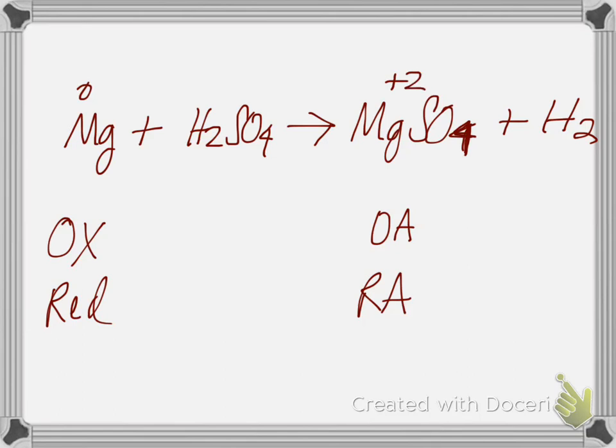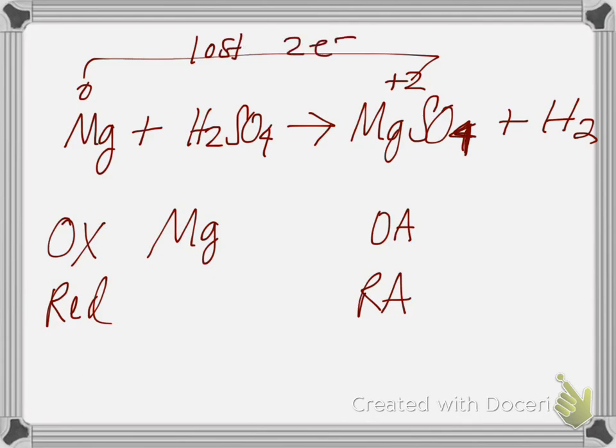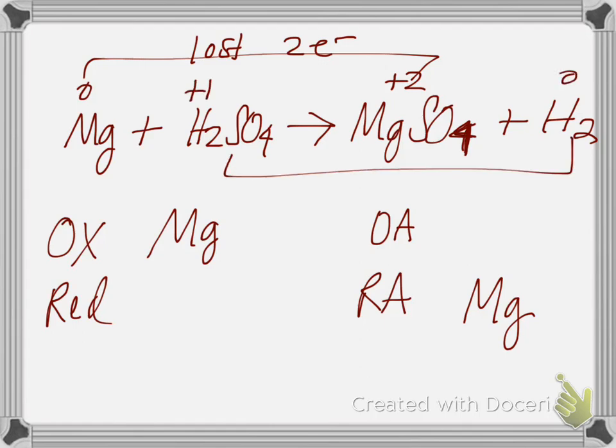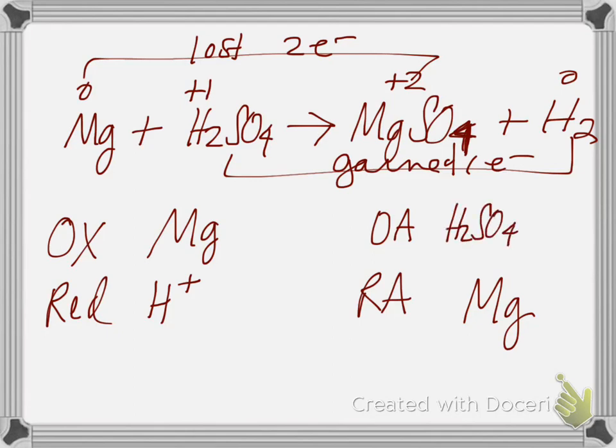0 to plus 2. It is losing, so it is oxidized, which makes magnesium the reducing agent. What is being reduced? Hydrogen. It's going from a plus 1 to a 0. So it gained 1 electron. Whoops, gained has a D on it. So H plus is being reduced. What's the oxidizing agent? H2SO4. The whole thing, right? But if you just put H plus, I would probably give you credit.